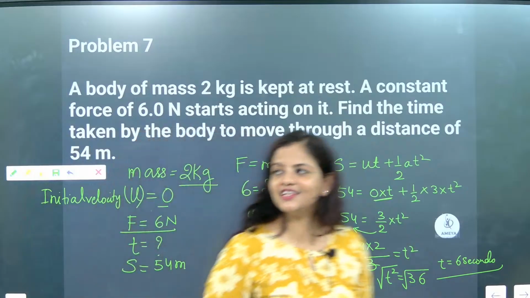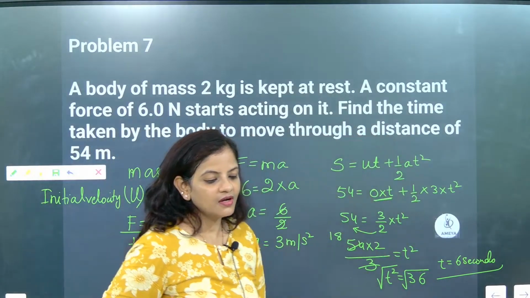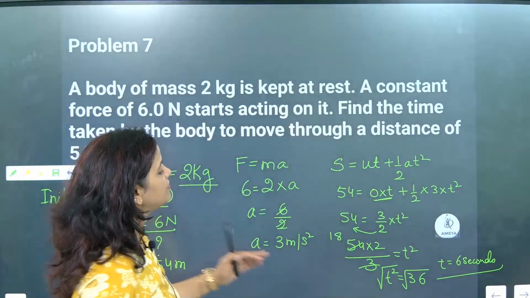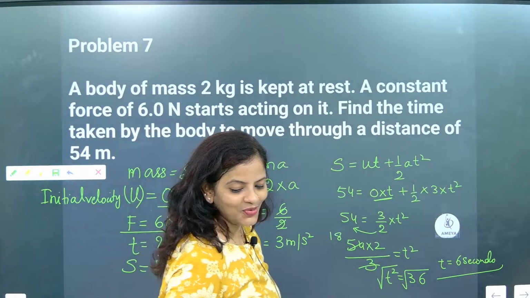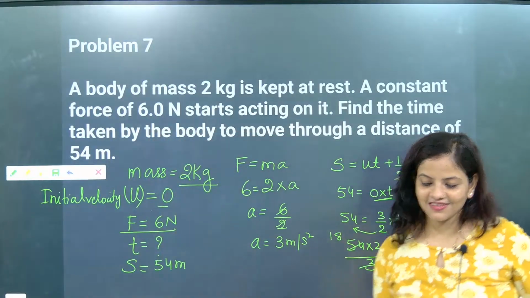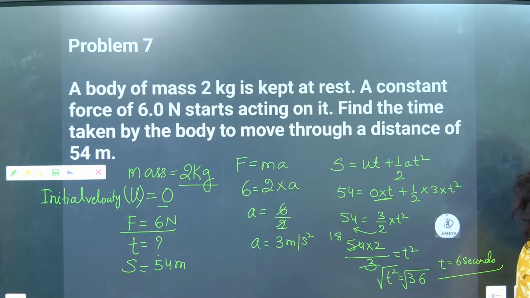So 6 is 80, t is equal to how much, what answer is coming, beta? Time is equal to 6 seconds. You yourself told your answer. Now, shall we go for the next question, children?